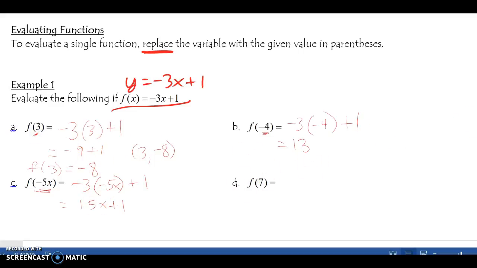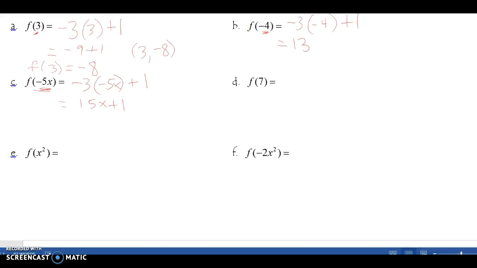Alright, you guys should pause and do D and E. Alright, so you check your answers for D, you should have negative 20, and for E, you should have the new expression, negative 3x squared, or the opposite of 3x squared plus 1.